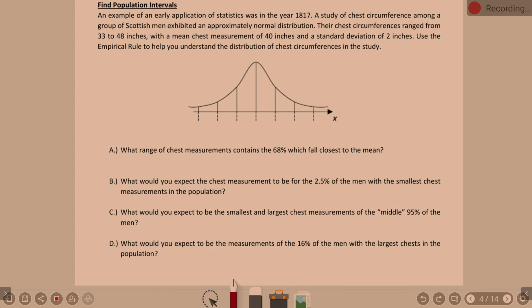The mean is 40. Where is my mean on a normal distribution? The mean is in the middle, right? So right here, this line is 40 because it is the mean. Remember that is mu. It looks like a little lowercase u.